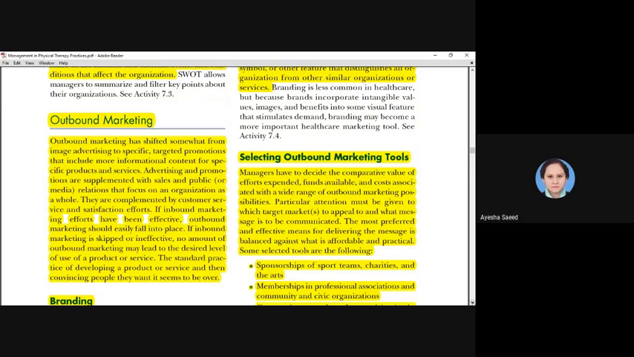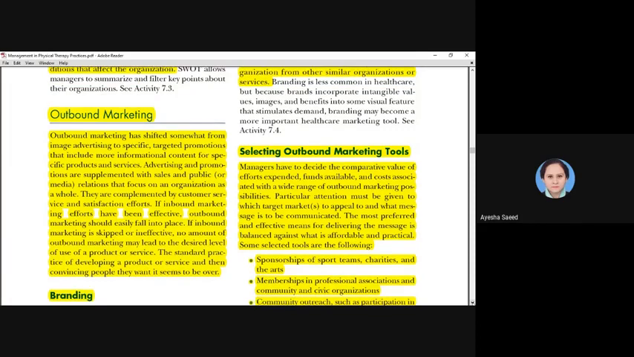The standard practice of developing a product or service and then convincing people they want it seems to be over. So, the product needs to be such that it is in demand from the clients rather than making a product and then creating a demand for it.